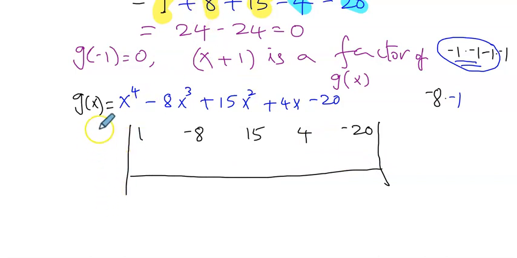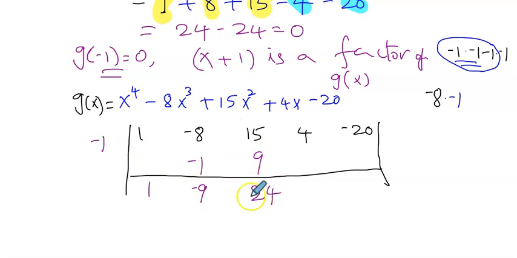I'll bring down. So this is negative 1, right? For negative 1, you got a 0. So bring down 1. 1 times negative 1 is negative 1. Negative 8 plus a negative 1, right? Adding these two gives you a negative 9. Now negative 9 times negative 1 is a positive 9.